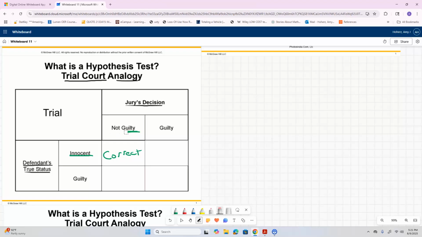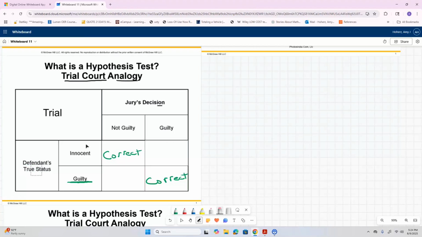However, if the defendant is guilty, we would hope that the jury would also come back with a guilty verdict. Remember this is the true status: if the true status is that the defendant did do the crime, then we would hope that the jury would come back with a guilty decision. So both of these decisions are correct. If they're innocent, we would hope that they were found not guilty. If they're guilty, we would hope that they were found guilty. So let me clean this up a little bit.